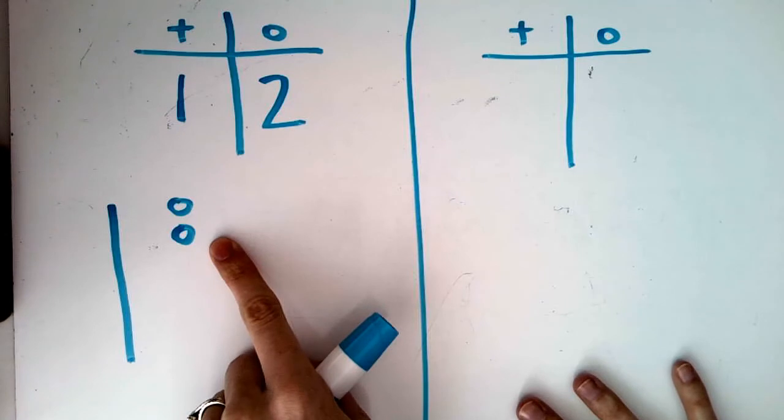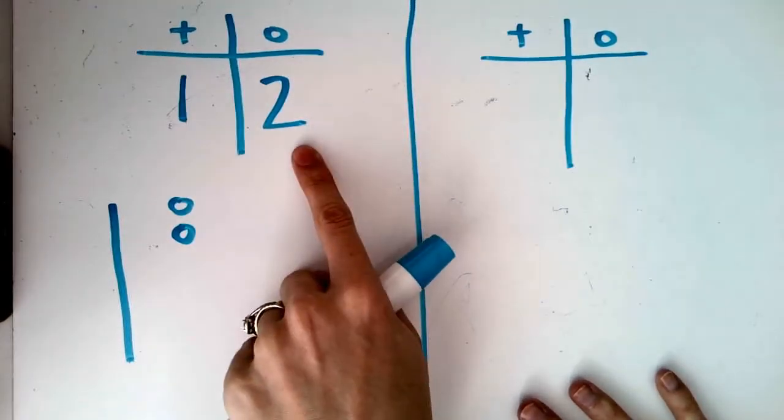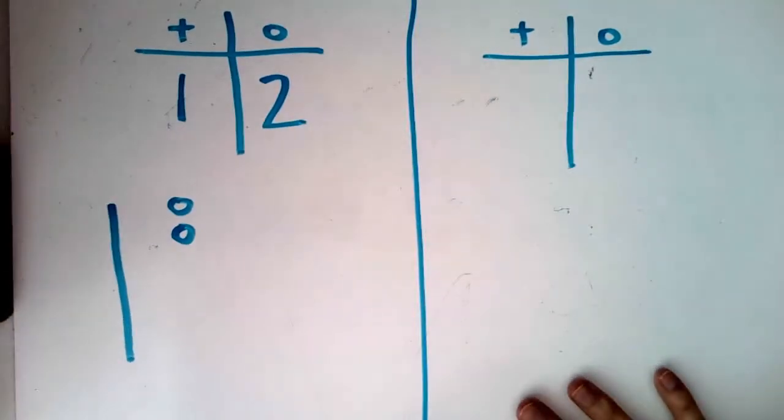Okay, go ahead and try that one with me if you haven't been following along. Go ahead and write your 12 in the place value chart, and then draw it with a 10 and 2 ones.